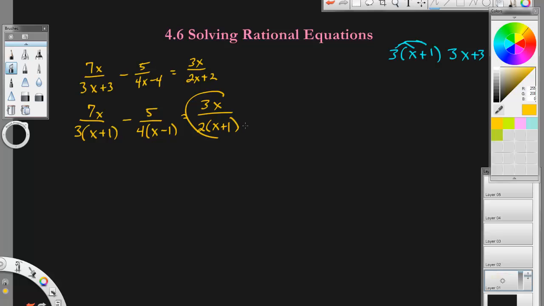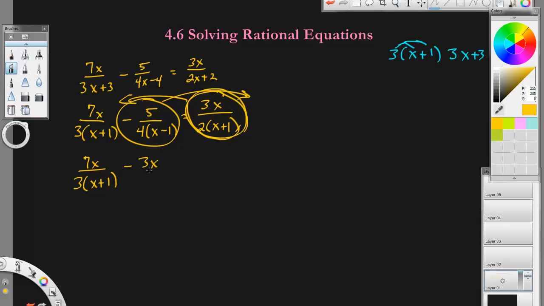I am going to take this one. Watch how I do this now. I'm going to take this one, and I'm going to flip him. Okay? So I'm going to make this 7x over 3 times x plus 1, just rewriting that. And then this one over here on the right side of the equal sign is going to come over here, and it's going to be minus 3x over 2 times x plus 1. So I'm putting what's similar together. Okay? And then here's the equal sign.